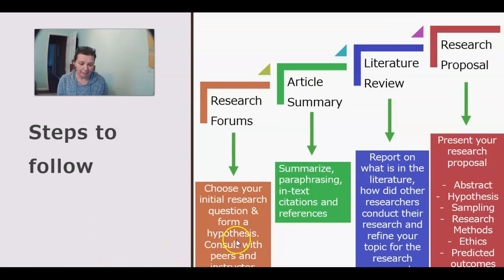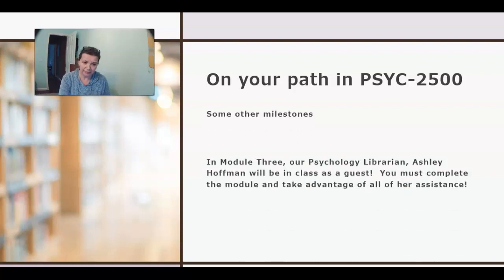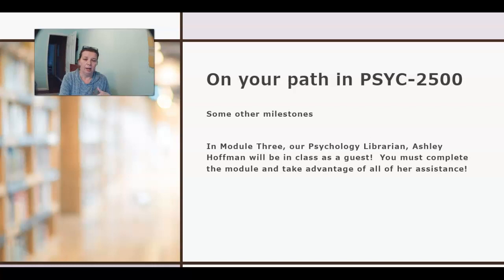A couple other points that I'd like to make is that there's a few milestones along the way that would be really useful to you. One is in Module 3. Our research librarian at the KSU library, her name's Ashley Hoffman. She's going to be participating in an asynchronous way online with us, but she'll be our guest. So that's a great opportunity for you to use her services to help you find those empirical articles that you'll need on your topic. She can even help you come up with key terms or things to look up or how to do a keyword search and everything like that in those databases.